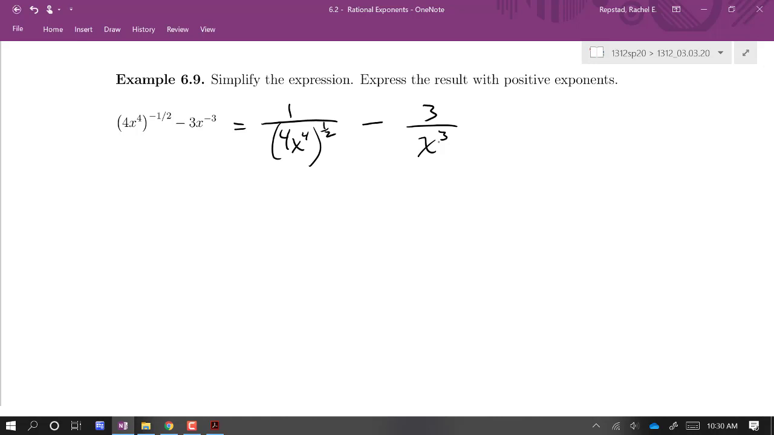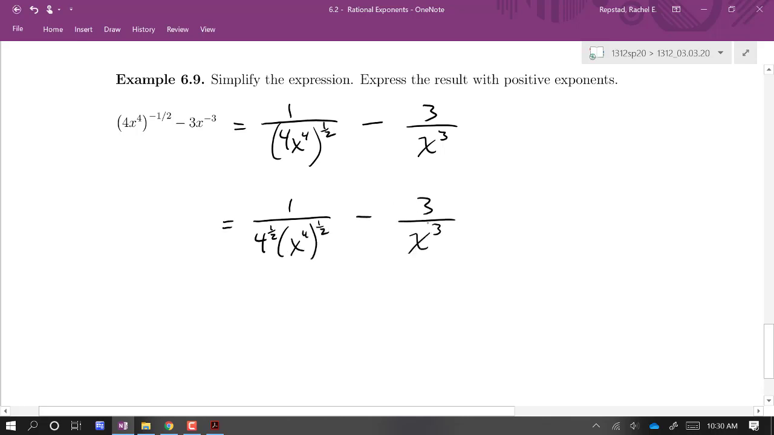What now? And then distribute that to the 1/2. Yeah. So we got 4 to the 1/2, x to the 4th to the 1/2, and 4 to the 1/2 is again 2. When I multiply the exponents, x to the 4th raised to the 1/2 power, that's x squared. So we have 1 over 2x squared minus 3 over x cubed.